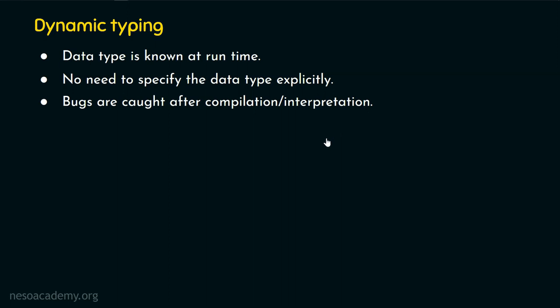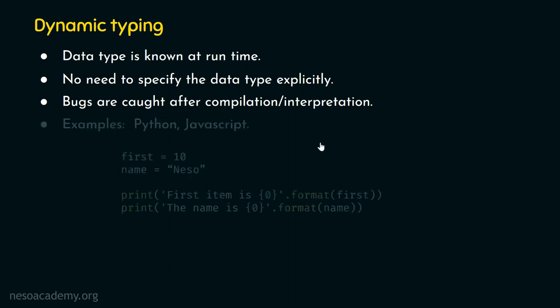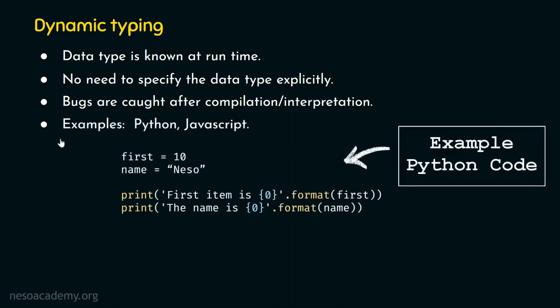Now that we have seen what is dynamic typing, let's see an example here. We have Python and JavaScript as dynamically typed languages, and in this particular Python code, we can see that we have two variables defined similar to how we were defining in the static typing example. However, we do not need to specify their data types explicitly here.